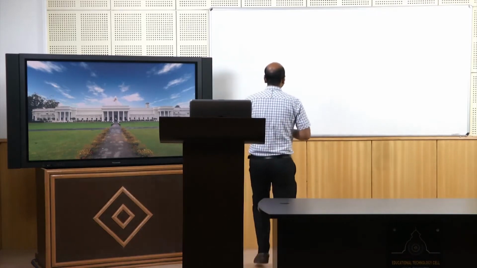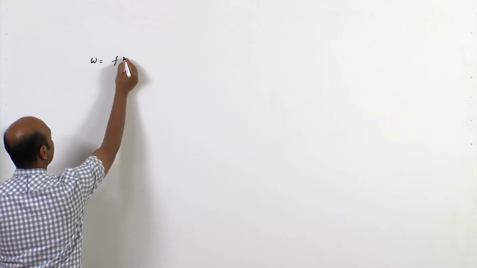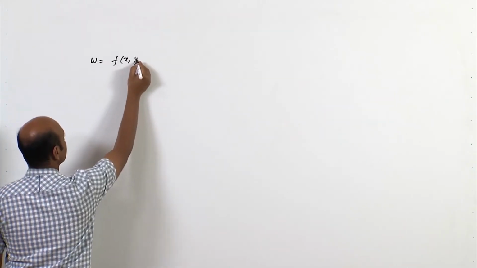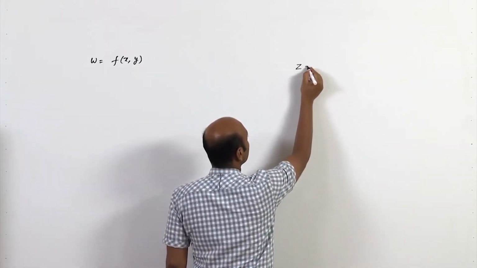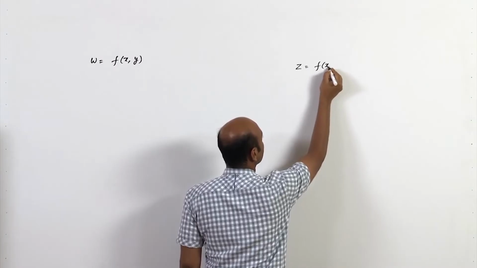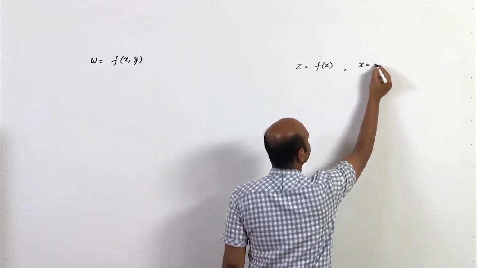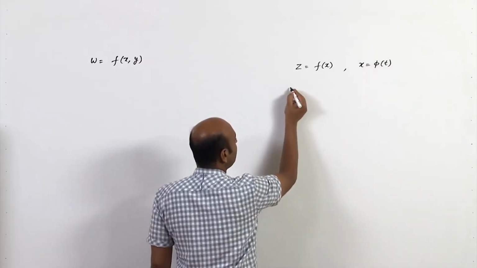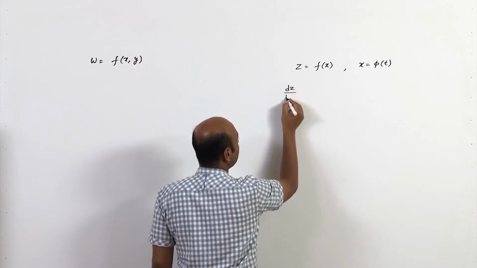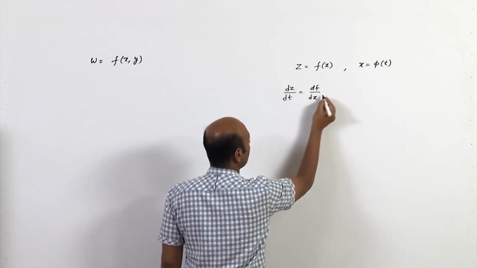Now suppose w is equal to f(x, y), a function of two variables. First, let us come to a function of a single variable. Suppose we have z equal to f(x), a function of a single variable, and say x is a function of t. If we find dz by dt, it is nothing but df by dx into dx by dt.